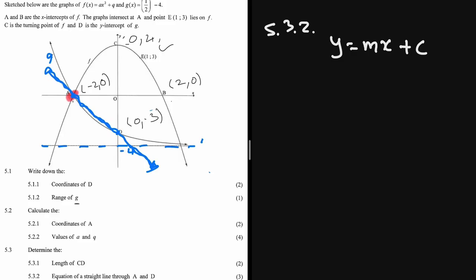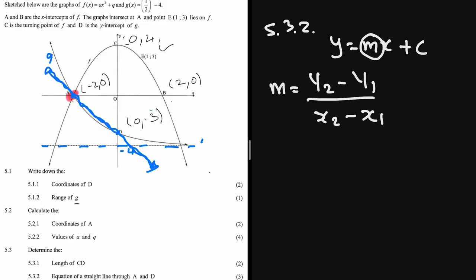And then we already have the coordinates of A and the coordinates of D. That means now we can determine what? The equation of this straight line. But how are we going to do that? Remember, we must first find what we call the gradient. But how do we find the gradient? The gradient is found by saying y2 minus y1 all over x2 minus x1. So in this case, you can just choose to say this is going to be my x1, this is going to be my y1, this is going to be my x2, this is going to be my y2.